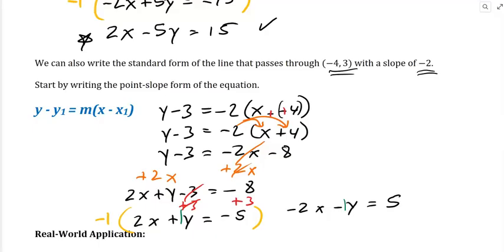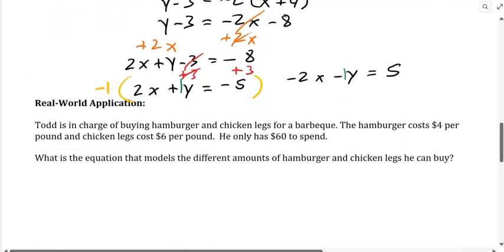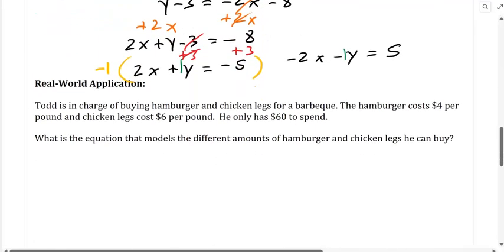Now, the real-world application of the standard form comes into play when we talk about things like this problem here. Todd is in charge of buying hamburgers and chicken legs for a barbecue. The hamburger costs $4 per pound and the chicken legs cost $6 per pound. And he only has $60 to spend. What's the equation that models the different amounts of hamburger and chicken legs that he can buy?